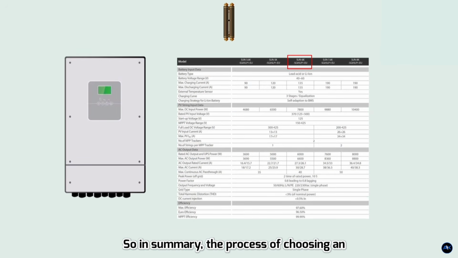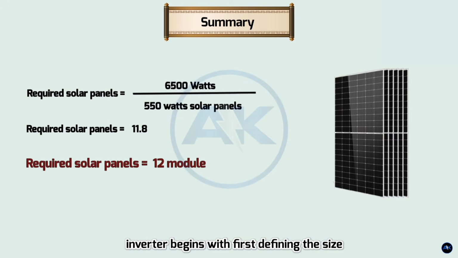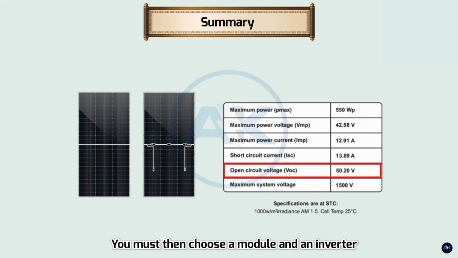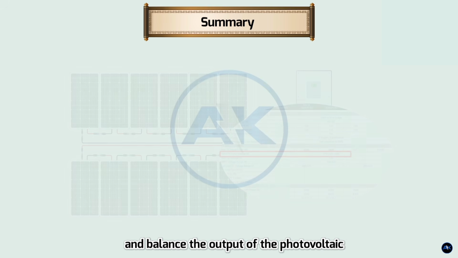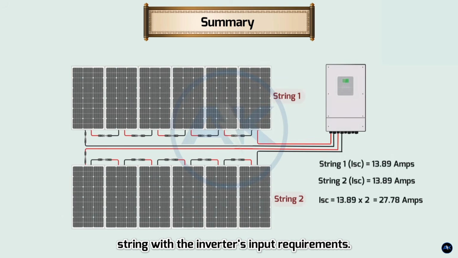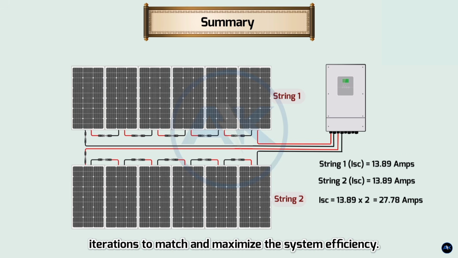So in summary, the process of choosing an inverter begins with first defining the size or the power of the photovoltaic array. You must then choose a module and an inverter and balance the output of the photovoltaic string with the inverter's input requirements. You'll likely need to go through a few iterations to match and maximize the system efficiency.